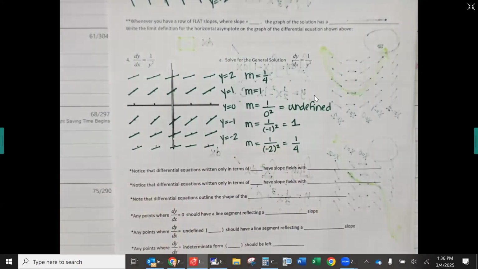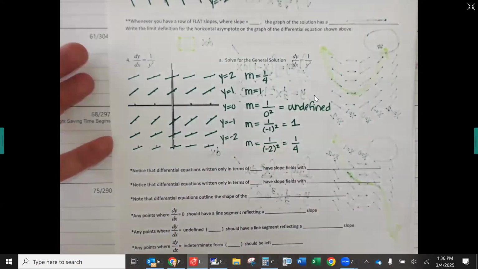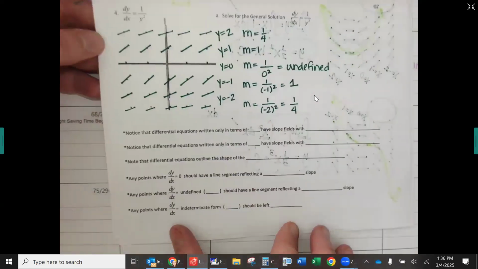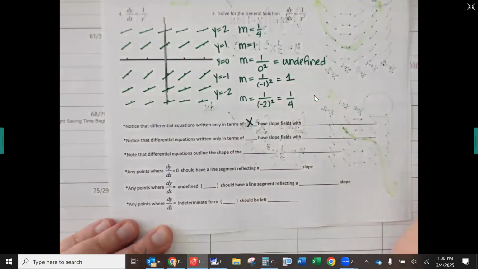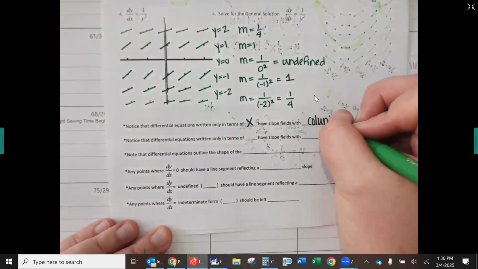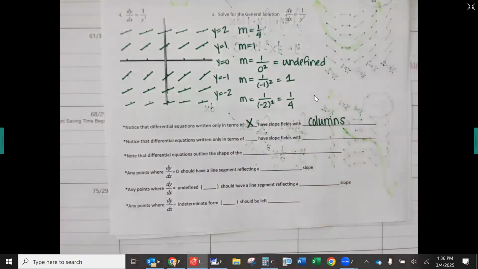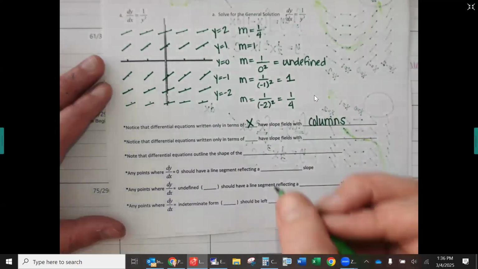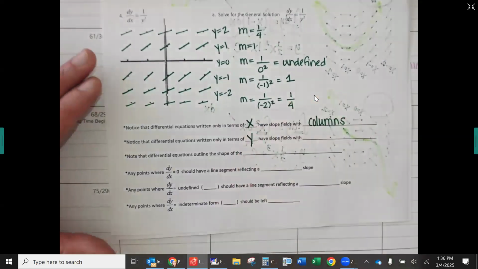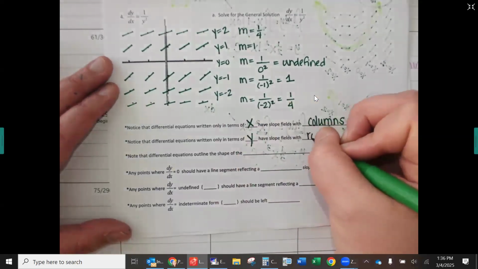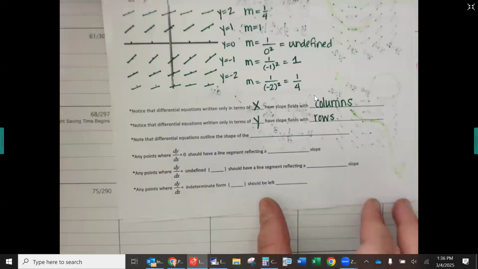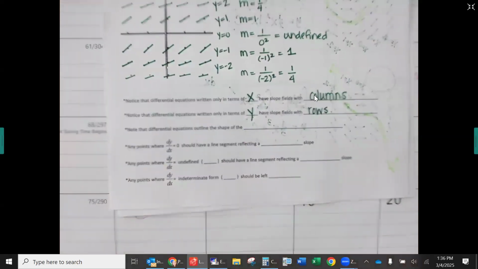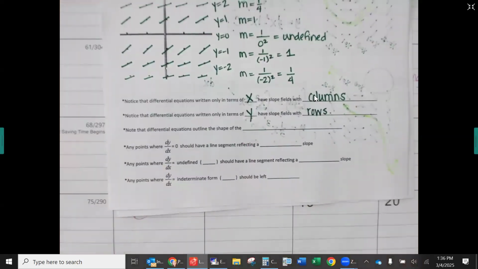Okay, so let's make some conclusions before we get to worse ones. If your differential equation down here at the bottom only has x's, your slope field is going to have columns, because columns have the same x value all the way down. If your differential equation only has y's in it, you are going to see rows of the same slope. So the front was in columns because my equation only had x's. This page was in rows because I only had y's.